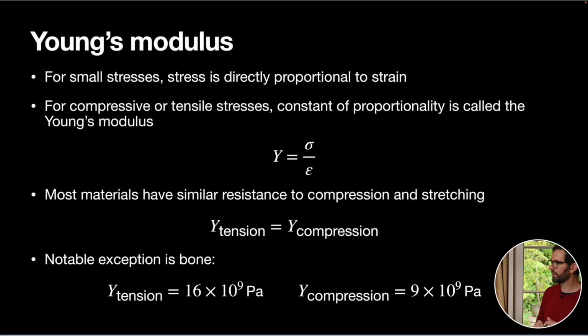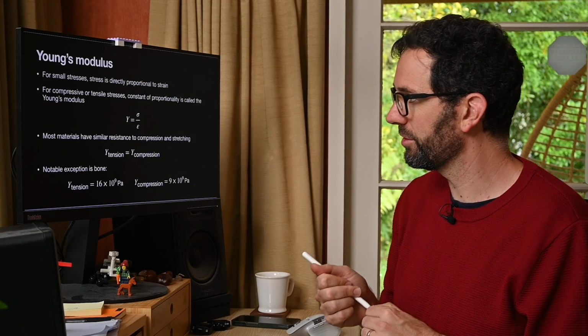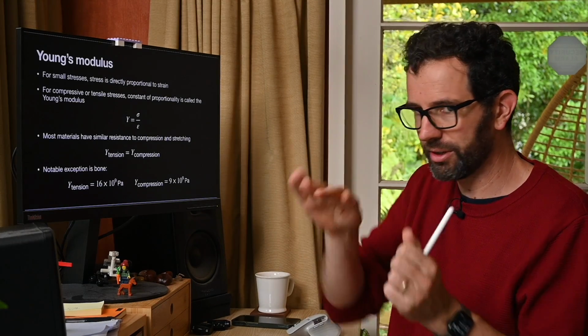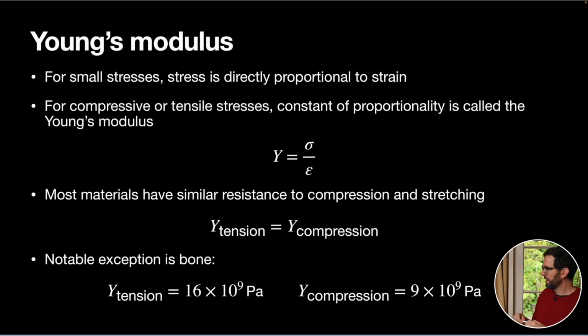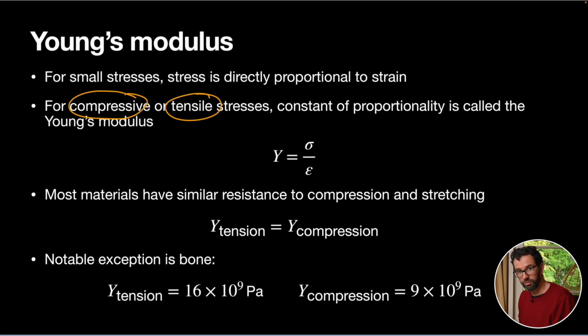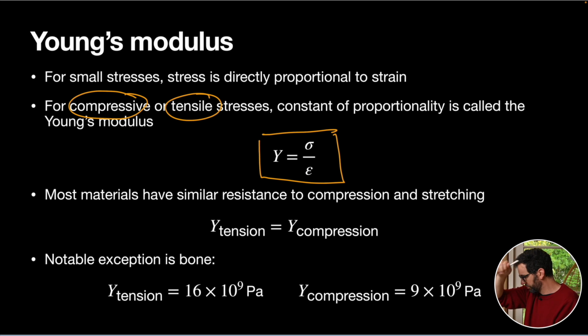So let's make a couple of comments about the Young's modulus. When we've got a small amount of stress on an object, we tend to find that the stress is directly proportional to the strain, i.e. we get that straight line relationship we just talked about. And just to emphasize again, for compressive or tensile stresses, the squishing or stretching stresses, that behavior is governed by the Young's modulus. We can see that the Young's modulus is given by the stress divided by the strain. And for most materials, you get a very similar Young's modulus whether you're squishing it or stretching it. So generally speaking, these two values will be approximately the same.